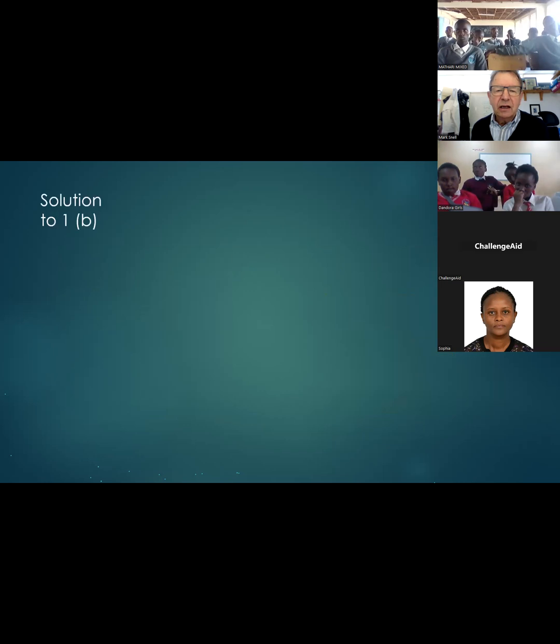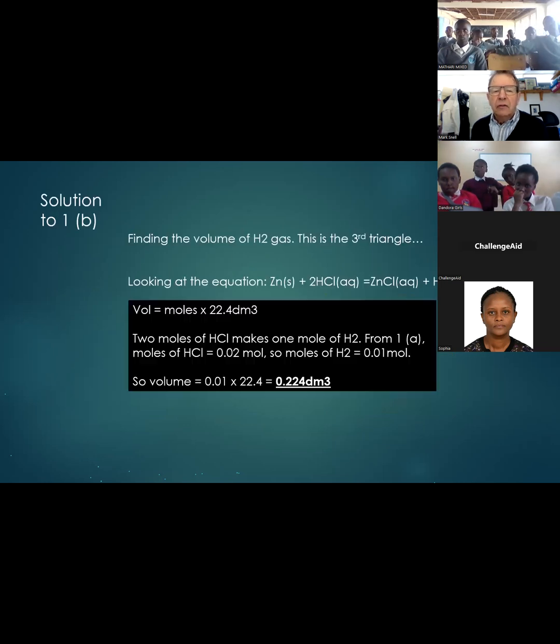And then you take the zinc and you say, okay, from the zinc, the volume is moles times, at STP, which is 0 degrees Celsius, they would tell you the volume. For a gas, volume is moles times 22,400, 24,000, or 24 or 22.4. 2 moles of HCl makes 1 mole of hydrogen. 0.02 moles will make 0.01 moles, and therefore it's 0.01 times 22.4, which is 0.224.